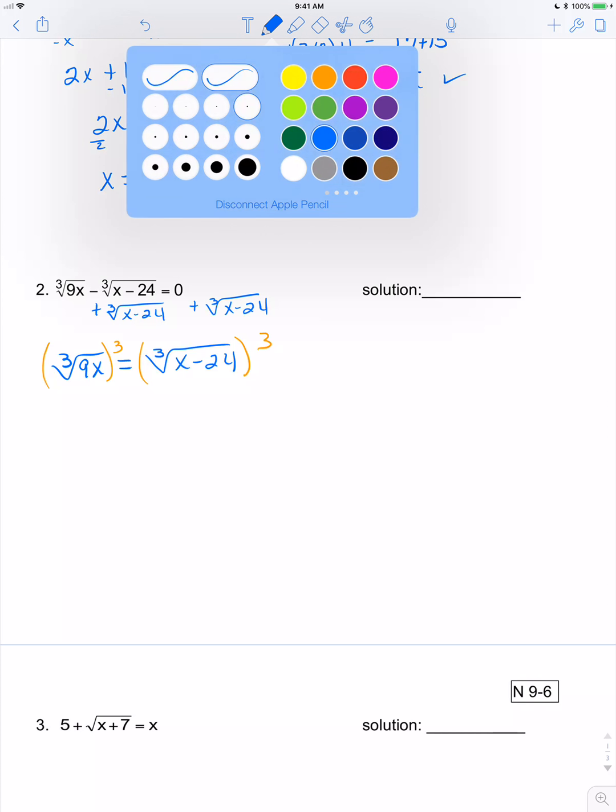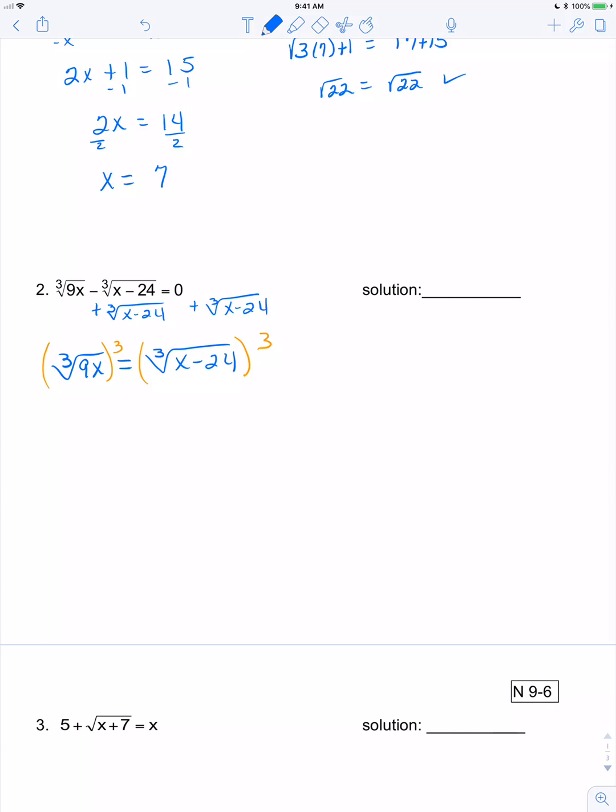Well, when we do that, we're going to get rid of both of those radical signs, leaving us with the simple equation 9x is equal to x minus 24. Let's get this x on the other side by subtracting it. So we get 8x is equal to negative 24. Divide both sides by 8. So x is equal to negative 3. So let's check and make sure negative 3 is a solution.